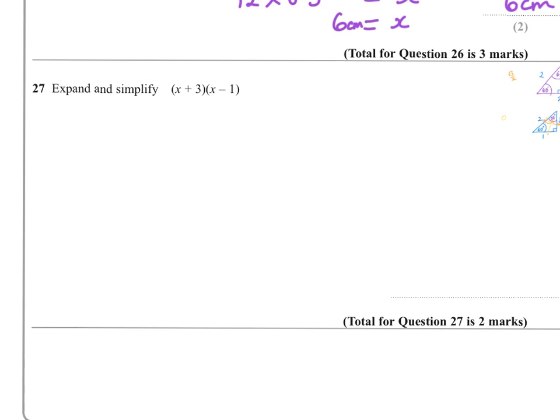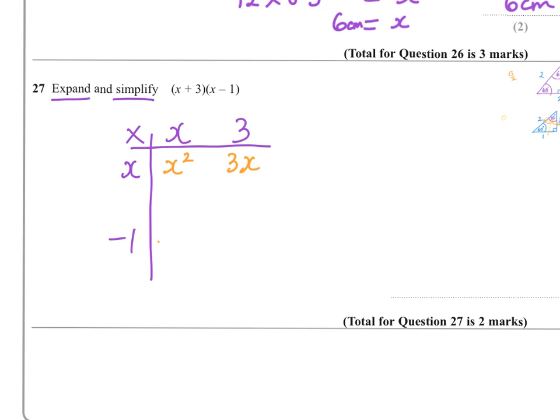Question 27, it says expand and simplify x plus 3 multiplied by x minus 1, and I think a good way here is to use the grid method, and you fill in the missing parts by multiplication. So 3x here, minus x, and then minus 3, because don't forget we just want to multiply x by x here. X by 3 will give you 3 lots of x. 1 lot of x is just x, but we have minus 1 lots of x, i.e. a negative times a positive would be a negative. And then also 1 times 3 is 3, so negative 1 times positive 3 will be a negative 3.